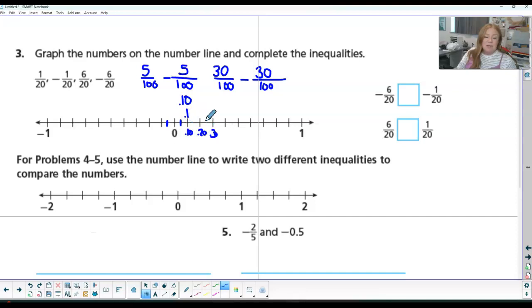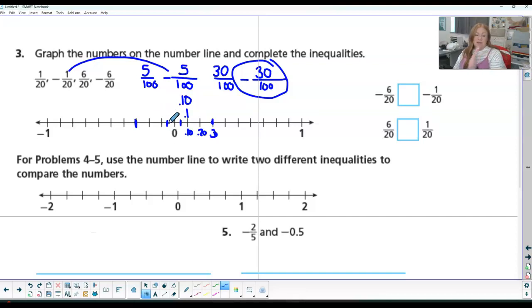Now 30, 10, 20, 30 is going to be here on the line. So the opposite is going to be 3 over: 1, 2, 3. So we have all of these on here. We kind of need to remember which one is which. So these are the 30s. The closer ones are the 5s, positive and negative. So if we're looking at negative 6/20, that was this one here, over here. And we're going to compare it to negative 1/20, which was here. We kept everything in order so we know which is which.